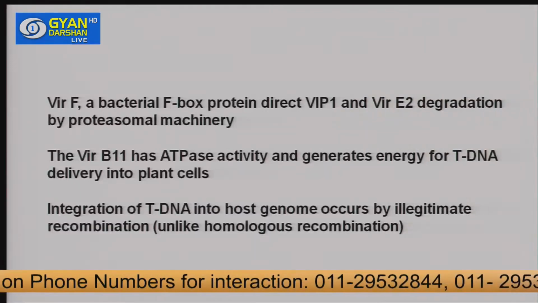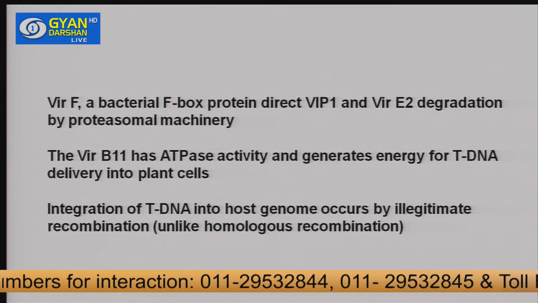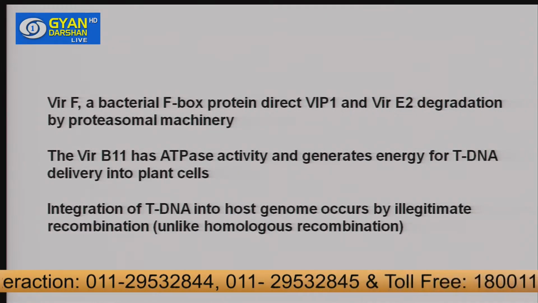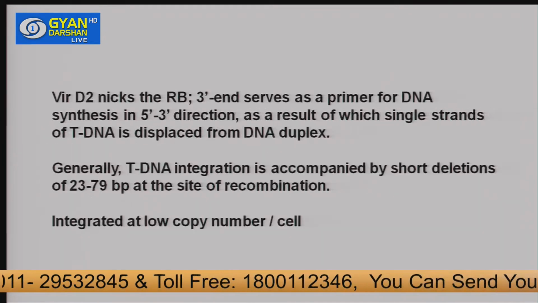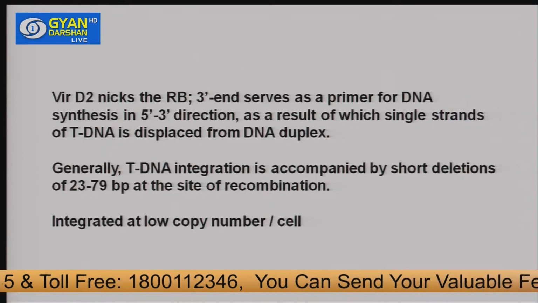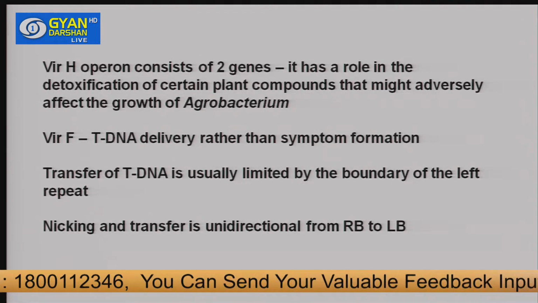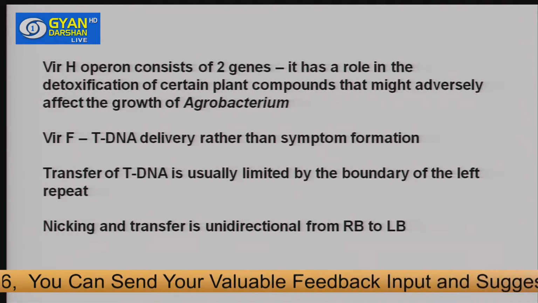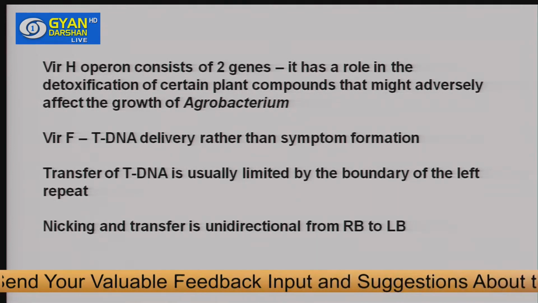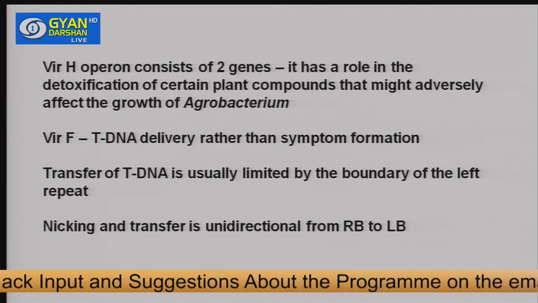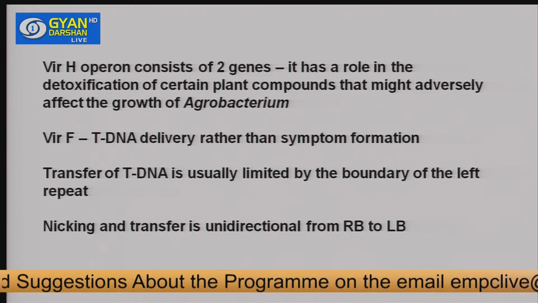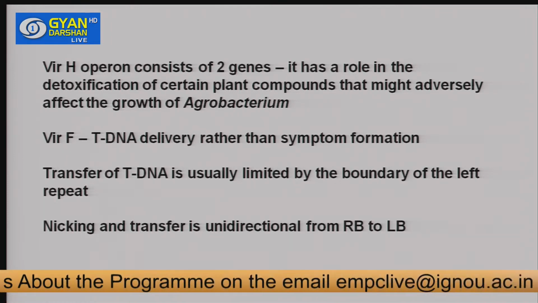So the entire process, or the entire integration of the tDNA region, occurs by illegitimate recombination, unlike homologous recombination. So you can see the different functions of VIR genes. And in addition, it also has VH, which consists of 2 genes, which has a role in the detoxification of certain plant compounds that might adversely affect the growth of Agrobacterium.